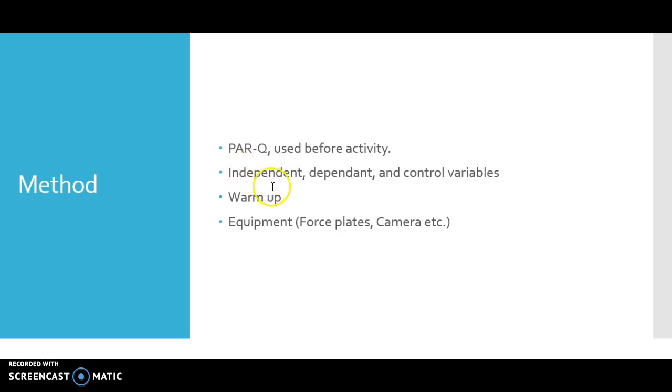Also before, you take note of the independent, dependent, and control variables. So this is basically what you're going to change or what you're going to keep the same in the test, so that it makes the test fair. Obviously, you need a warm up just to prevent injury, create better blood flow and warm the body up.